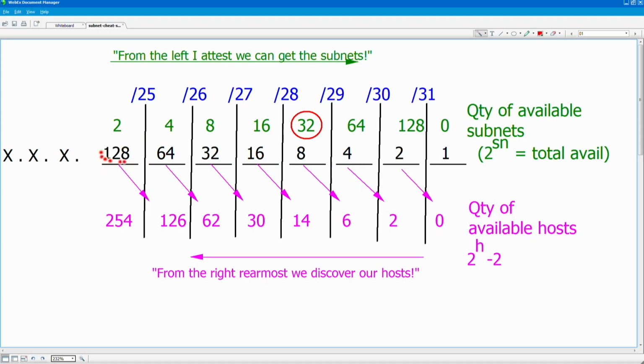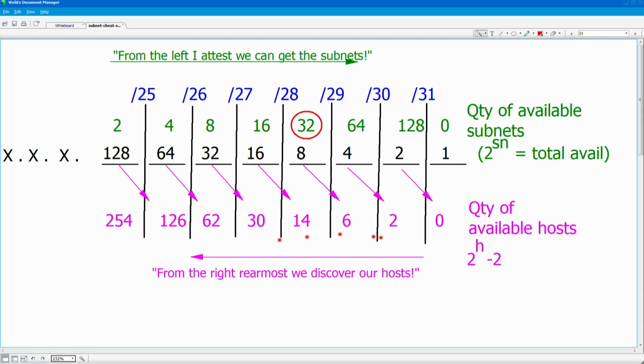Then you take a look at your original binary number, subtract 2 from it, and put it to the right of the line. Remember, from the rearmost, we discover our hosts. So that gives me 126. 64 minus 2 is 62. 32 minus 2 is 30. Once I've decided what my line is going to be, I can look to the left of it to discover how many networks I have available, and I can look to the right of it to discover how many hosts I have available given that particular subnet mask.